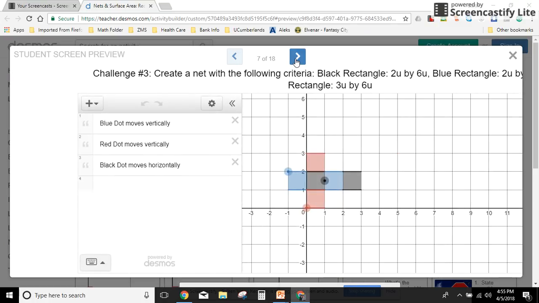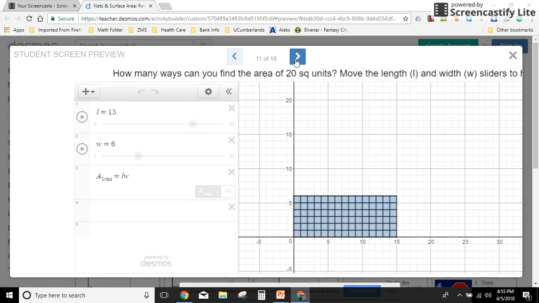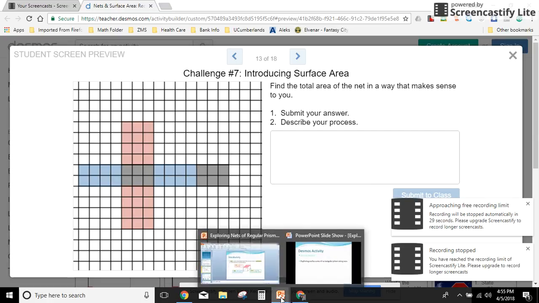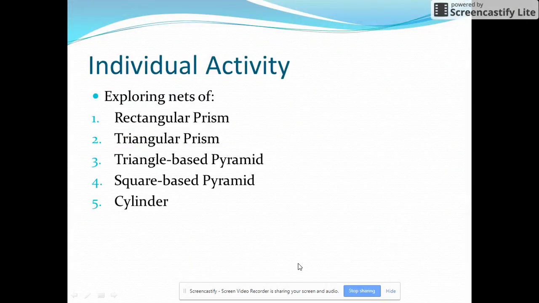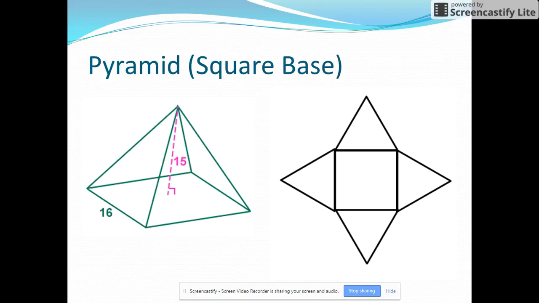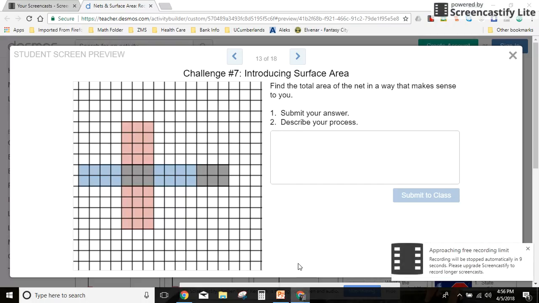Now, if everybody will go to slide number 13, I'll let you find the total surface area of this rectangular prism, and then we'll talk about our individual activity of finding surface area of triangular prisms, triangular base pyramids, square base pyramids, and cylinders. So I'll let everybody have a minute to find the surface area of this rectangular prism.